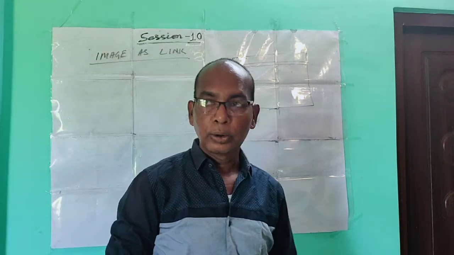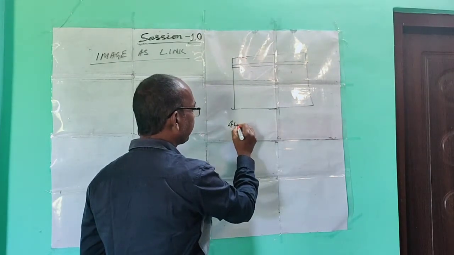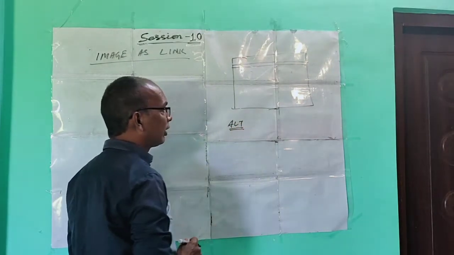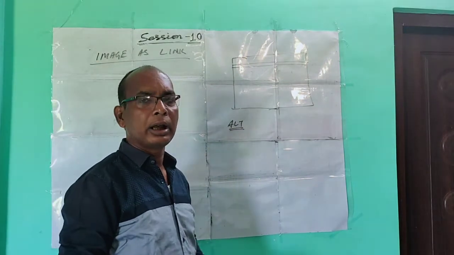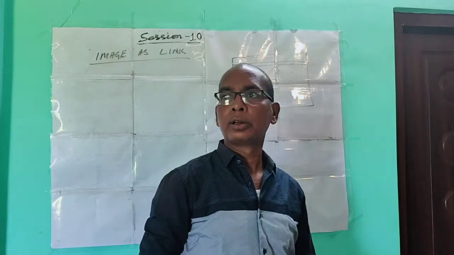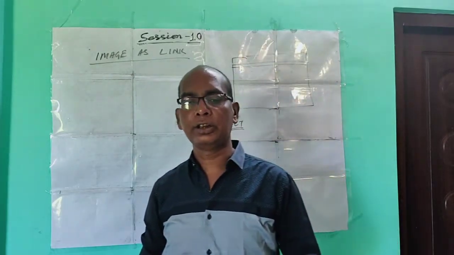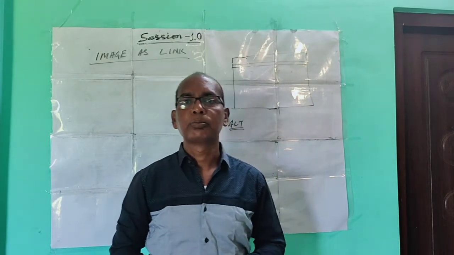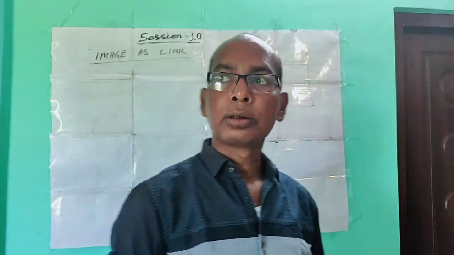Okay. Next, we can also use ALT. I told you the meaning of ALT. What is the function of ALT? When you use an image, try to write the ALT attribute with the image tag, because if in any case the image is not displayed, then whatever I write within the ALT attribute will appear in the web browser.